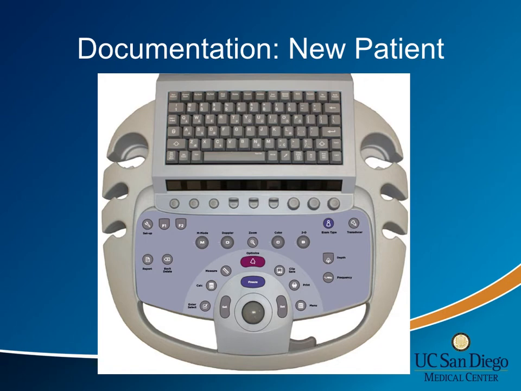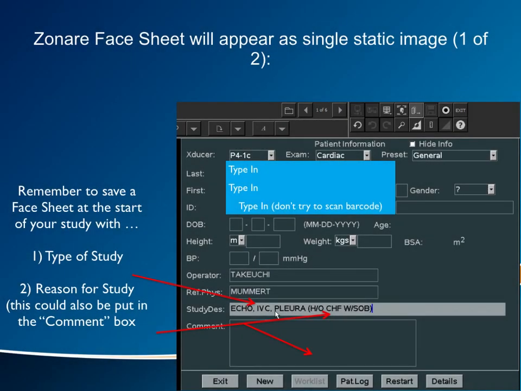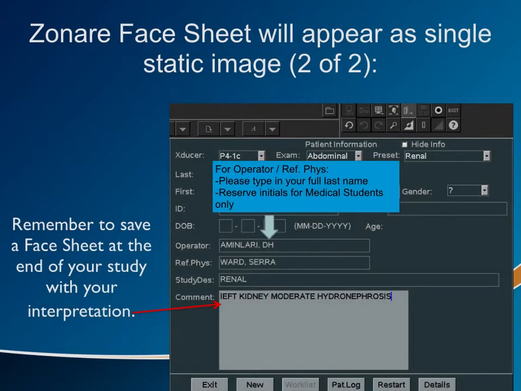That's it for physics. Now we will briefly go over documentation. With each study, you will want to make sure you start by recording the patient's information. To do this, you will tap the button on the upper left corner labeled New Patient. You will need to type in the patient's name and MRN number. Please enter your last name in the operator section and the name of your supervising attending in the referring physician box. Under Study Design, please enter the type of study you are performing and in the comment box a brief description of why you are performing the study. You will then want to hit the Save button next to the trackball to store the patient's information before you continue on scanning.